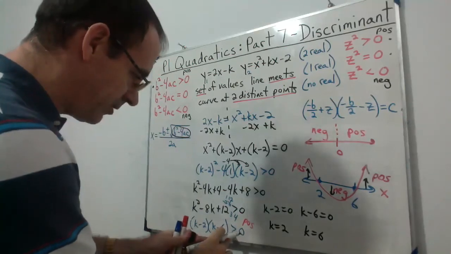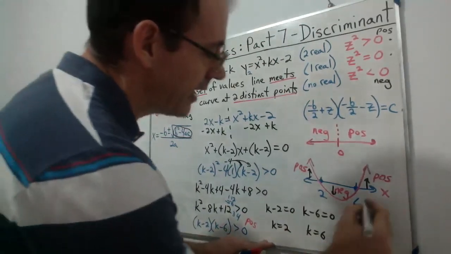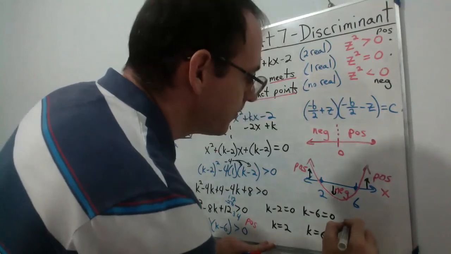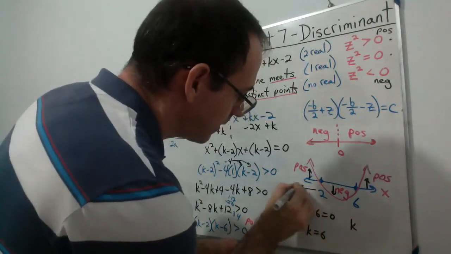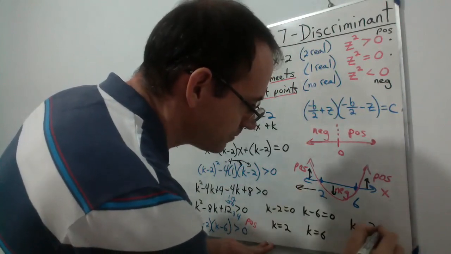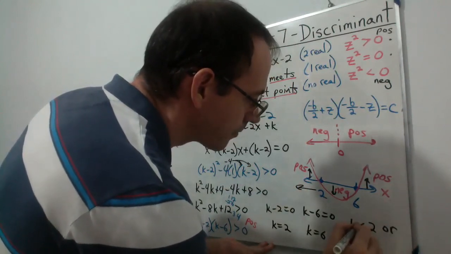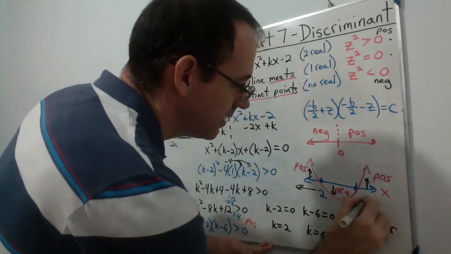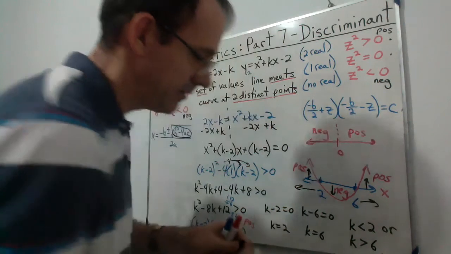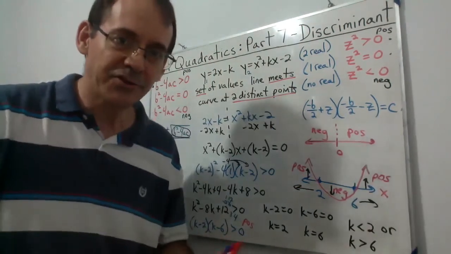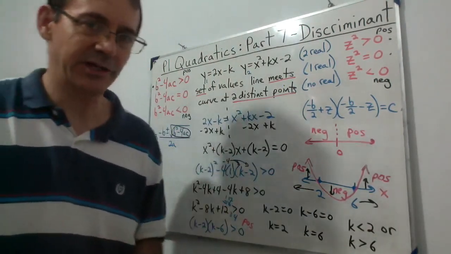So we want the greater than 0. So that means we either want k, which is our variable, less than 2, or k in this direction greater than 6. And that is our answer for this particular question.